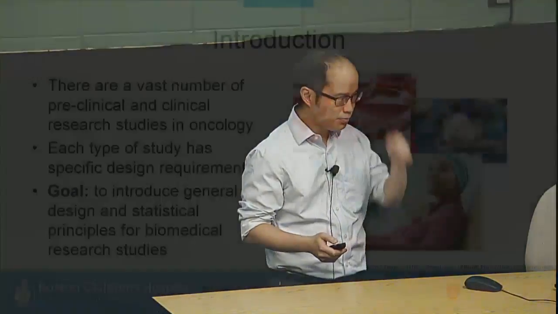So my name is Clement Ma. I'm a statistician at the Dana-Farber Cancer Institute and also Boston Children's Hospital. And I'm very pleased to present here today. I'm going to be talking about some design principles for biomedical research studies.